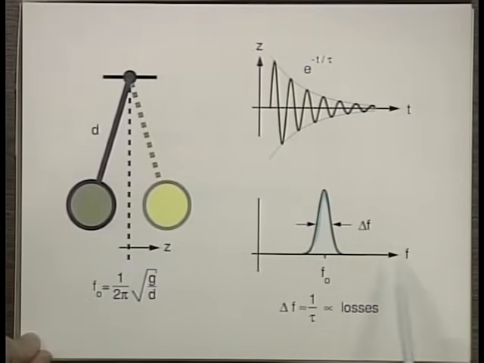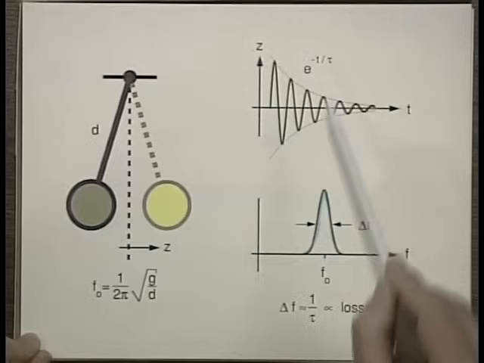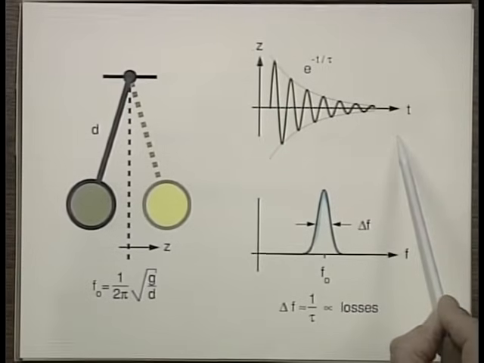Now we go to the frequency domain, reminding you what we did before. Because I have a dying oscillation like this, if the time constant is tau, then the line width is approximately delta f, which is approximately 1 over tau, and that is directly proportional to the losses. The higher the losses, the larger the line width, and the shorter the decay time. If I reduce the losses, then I can get this to narrow down, and I can get this to last longer.